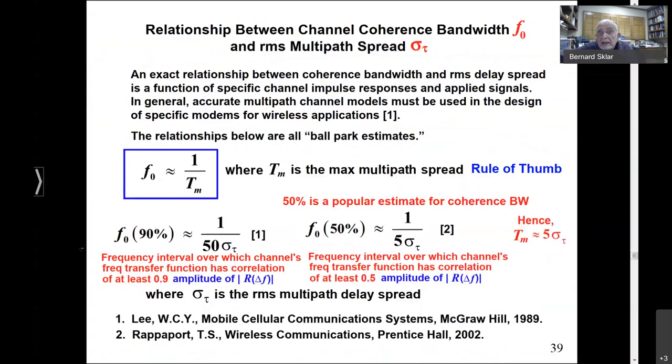Now, when you saw me talk about coherence bandwidth, remember, a rule of thumb is that it's approximately the reciprocal of the maximum multipath spread. But if you want to be a little bit more precise, what is often called out is a 90% coherence bandwidth, or a 50% coherence bandwidth. And notice what that alludes to: the frequency over which the channel's frequency transfer function has a correlation of at least 0.9.